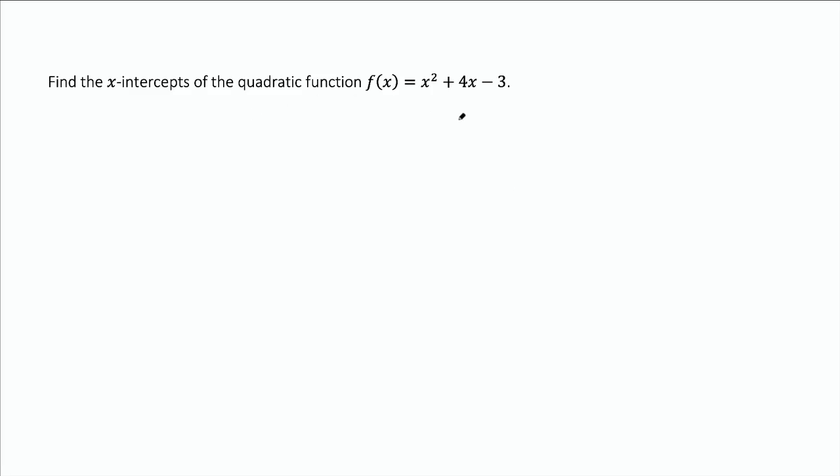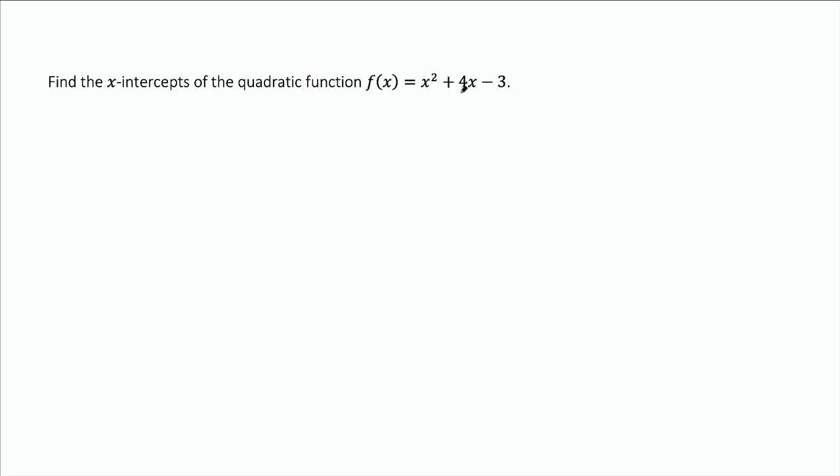To find the x-intercepts of a quadratic function, we've got a few ways of doing it. One way is through factoring. We try to see if we can factor it. Another way is through the quadratic formula. And the final way is if you have it in vertex form already, then you can just solve directly for x. Now in this form here, it's not in vertex form, so that might not be the easiest way.